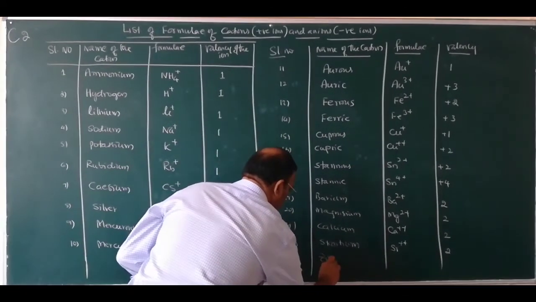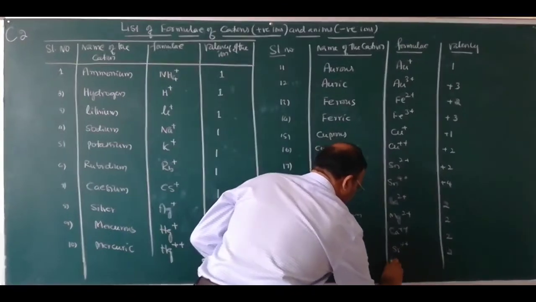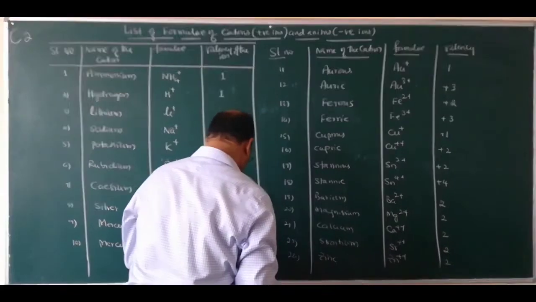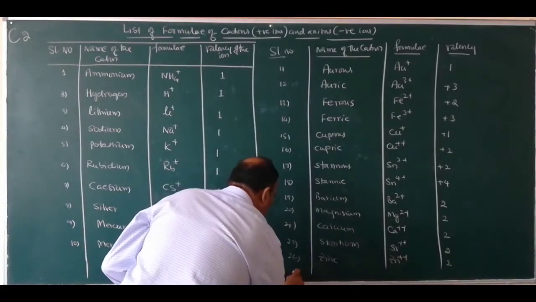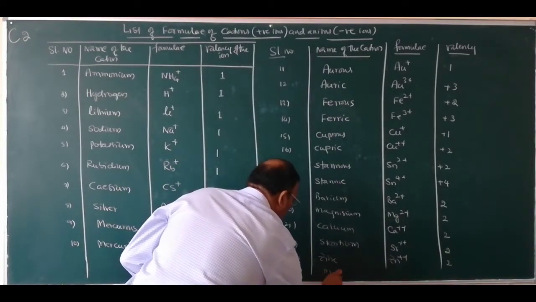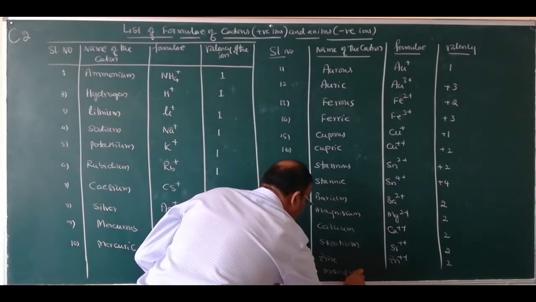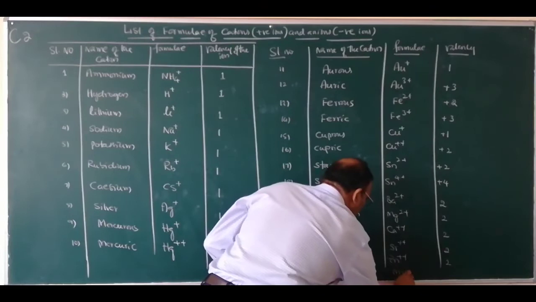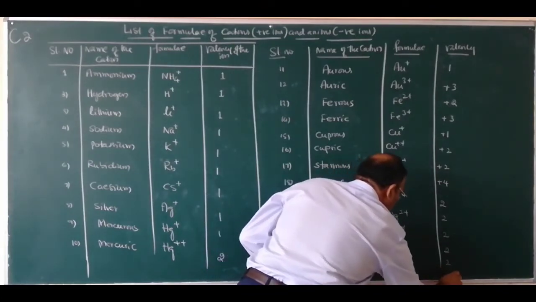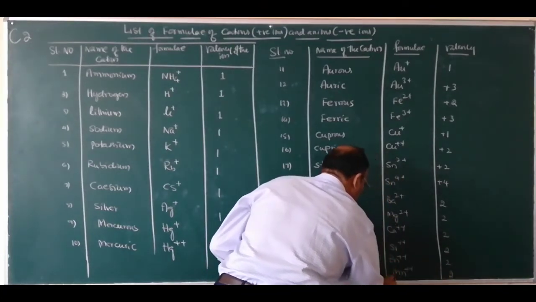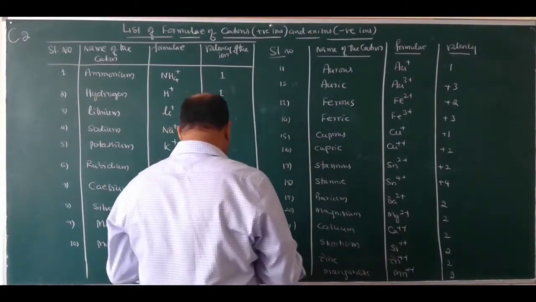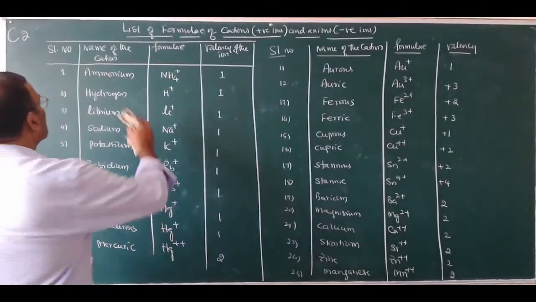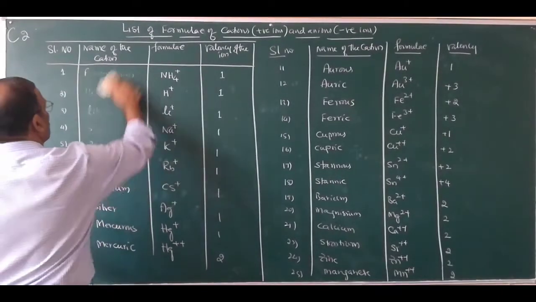24, zinc, Zn2+, this is plus 2. 25, manganese, so this is Mn2+, this is plus 2. Manganese. So, and then I will continue.